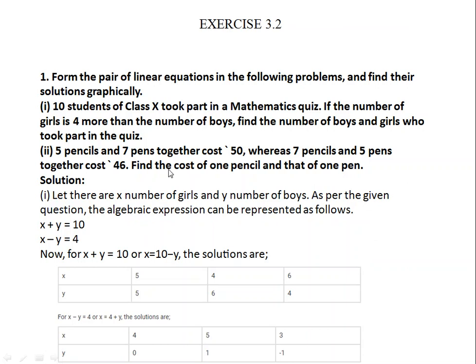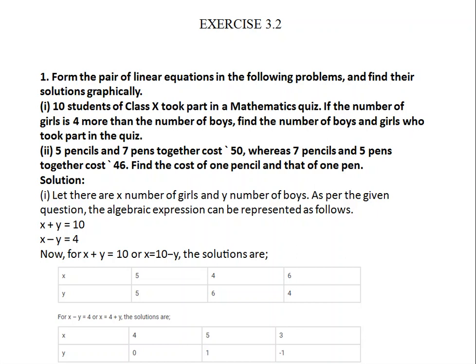Exercise 3.2. Form the pair of linear equations in the following problems and find their solutions graphically. This is just an extension of your previous 3.1. Here you are going to find the solution of the equations. The first one I will discuss here. The second one you can do. The detailed notes are given in your notes section. Okay, let's see the first question.